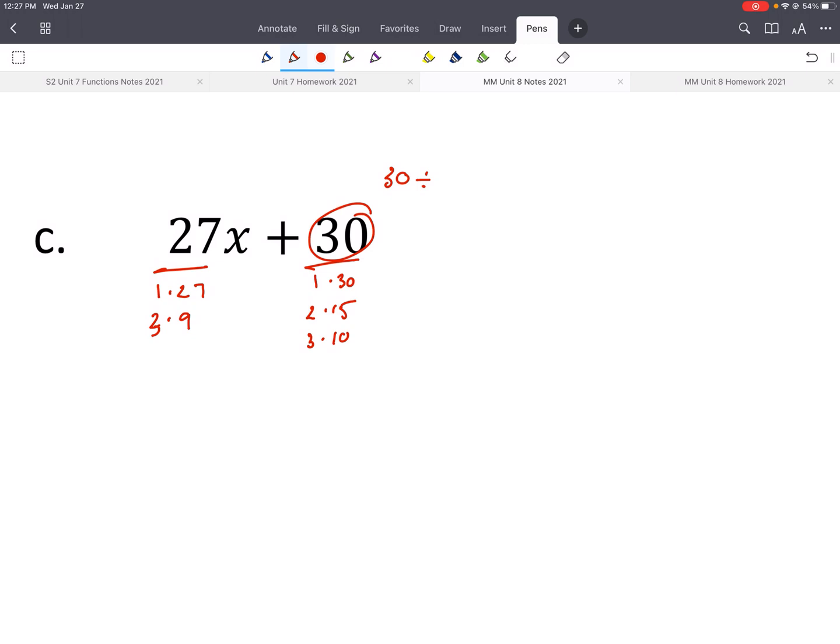4 doesn't go into 30, 5 does, so 5 and 6, and now 6, we already have 6, so we've covered everything. So the highest number that goes into that, we have a 1, and we have a 3. So 3 is the highest number that can go into 27 and 30. So our answer here would be 3.